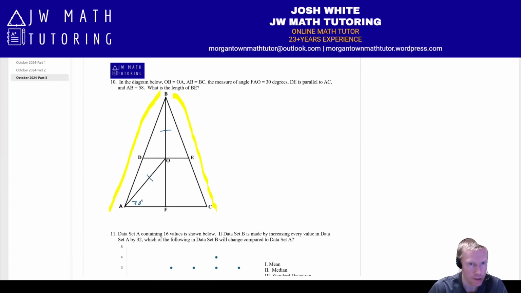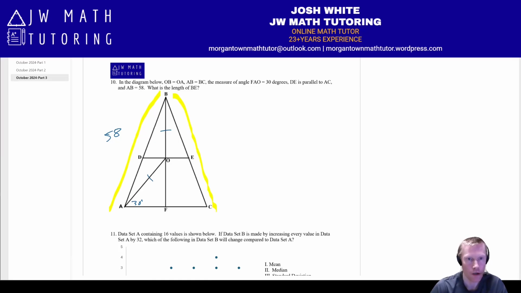And you know AB, this side over here, is 58. What's the length of BE? So basically what ends up happening here is this overall triangle ends up being split into two congruent triangles on the left, ABF and CBF. So that means all the angles and sides and everything are going to be equal. So technically, we can find the length of BD, and then BE is going to be the same as that.